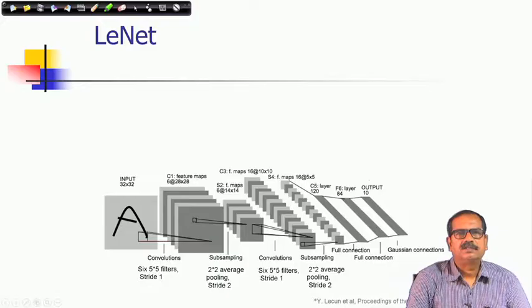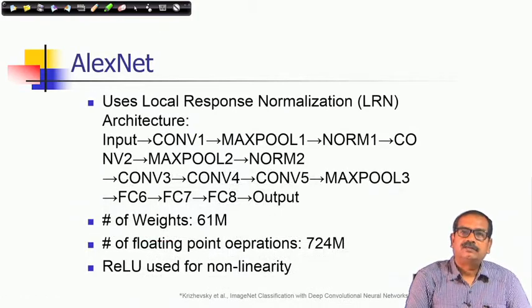This is a diagram which shows schematically how this architecture looks. You can see that there are convolution layers, and then you have the subsampling, which means the pooling layers. As we have discussed, there are two convolution layers, two pooling layers, and two FC layers, and finally you get the output out of this process. Then in 2012, this network was used and provided very good results for the ImageNet classification, and this is called AlexNet.